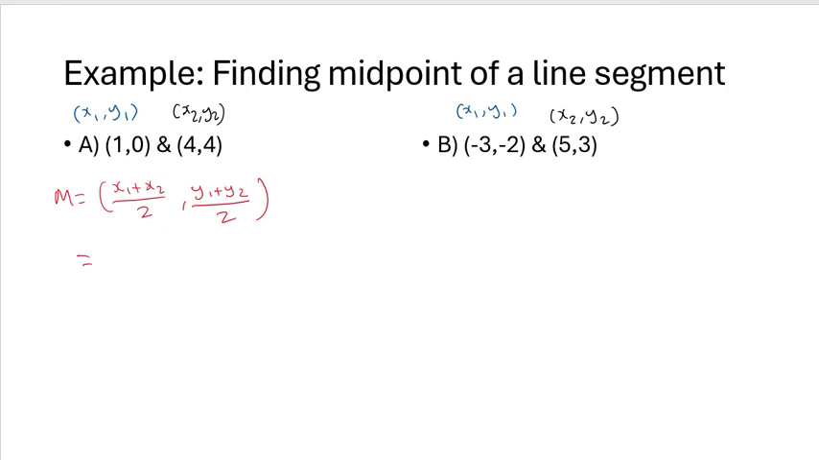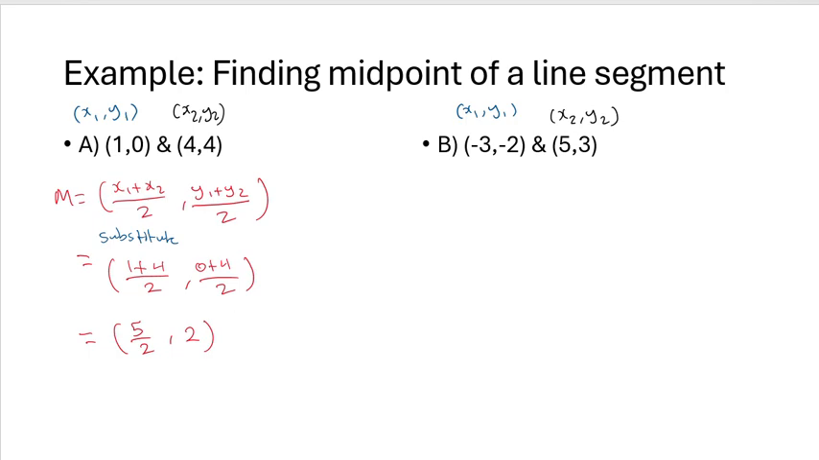And now you're just going to substitute, okay? So this now becomes x1 is the number 1 plus 4 divided by 2. And then I have 0 plus 4 divided by 2. And then you just simplify the fractions, okay? So I end up with 5 over 2. And then this becomes 2 like that. Because when you do 0 plus 4, that becomes 4. And 4 over 2 is the same thing as 2.